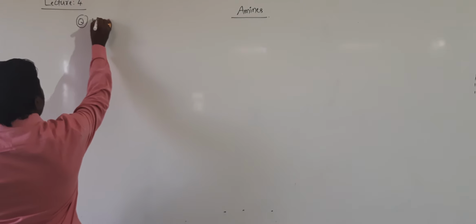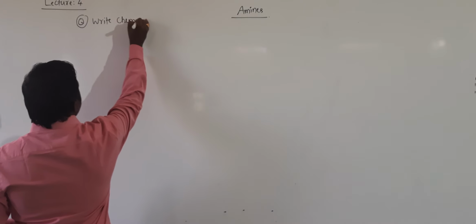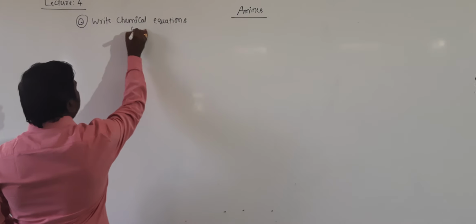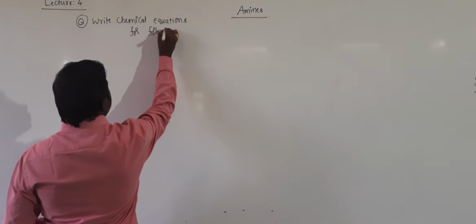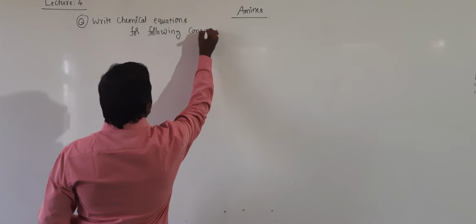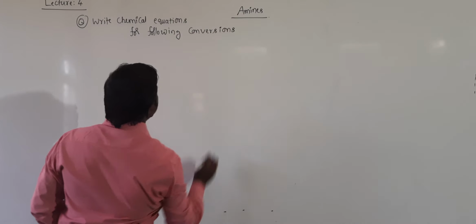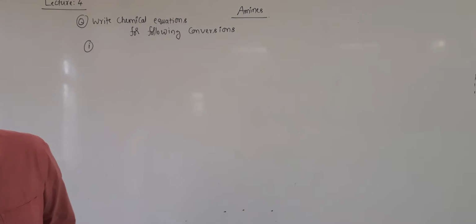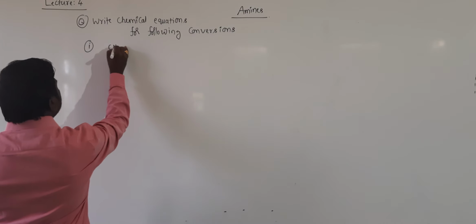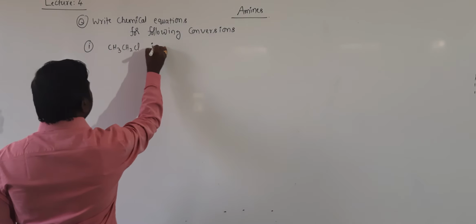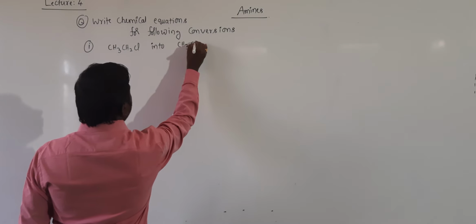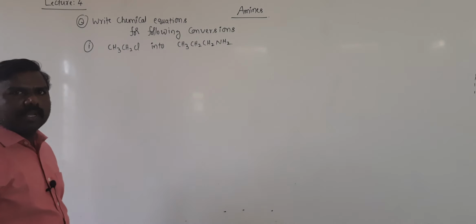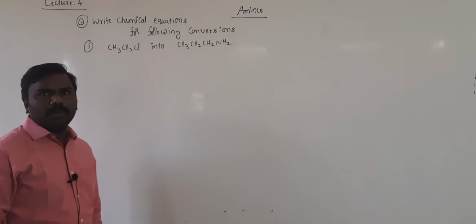Question, write chemical equations for the following conversions. So there the first one is ethyl chloride into propanamine, CH3CH2Cl into CH3CH2CH2NH2. Okay. How to get this ethyl chloride into propanamine?